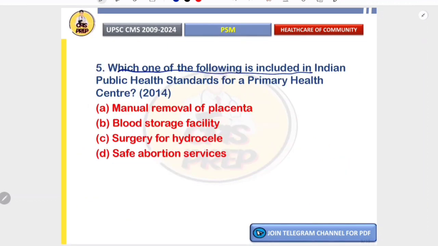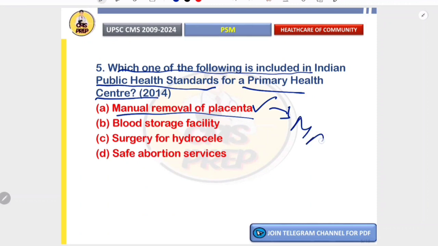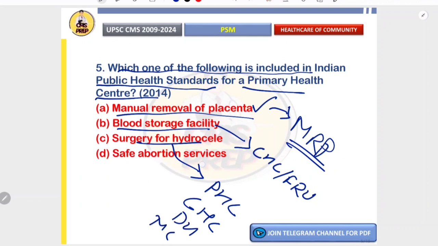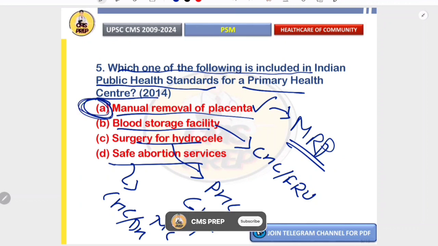Which one of the following is included in Indian Public Health Standard for a primary health care center? Manual removal of placenta. Yes, it is correct. Basic emergency obstetric care like manual removal of placenta is included at PHC level. Blood storage facility is generally at CHC or first referral unit. Hydrocele surgery is not done at PHC. It is done either at a community health center or district hospital or medical colleges. Safe abortion services is also done at higher centers like CHC or district hospital, etc. Not done at PHC. So the correct option is manual removal of placenta.